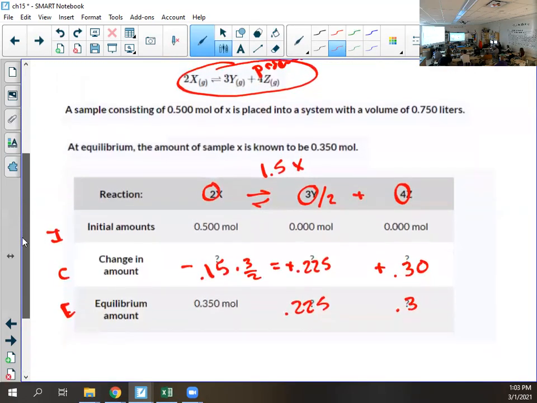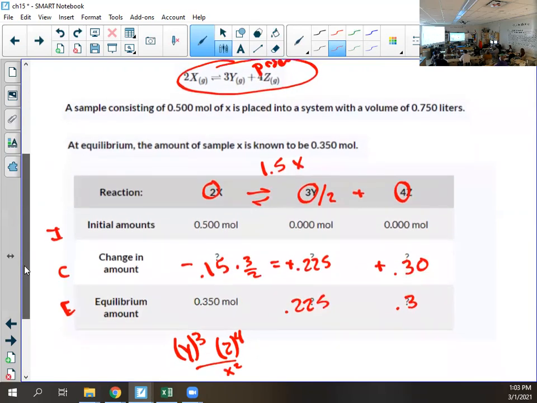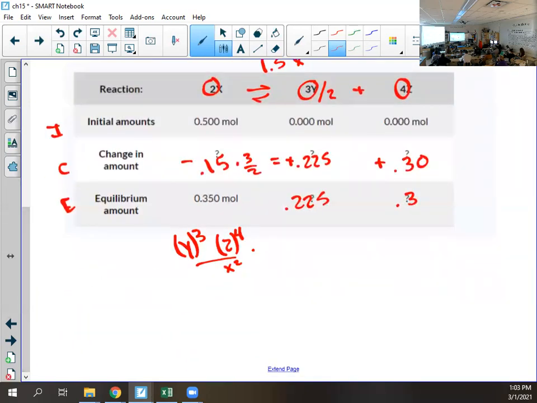So I'm just going to write it here. We have y cubed z to the fourth, and that is over x squared. You with me? Yes, because you just take the coefficient. For every 2 of these that go away, 3 of these are formed. So you put the one you want on the top, the one you don't want on the bottom. Okay, so then you just plug it in.